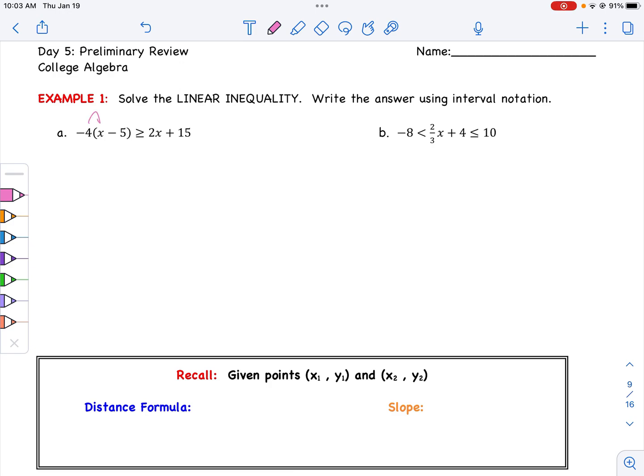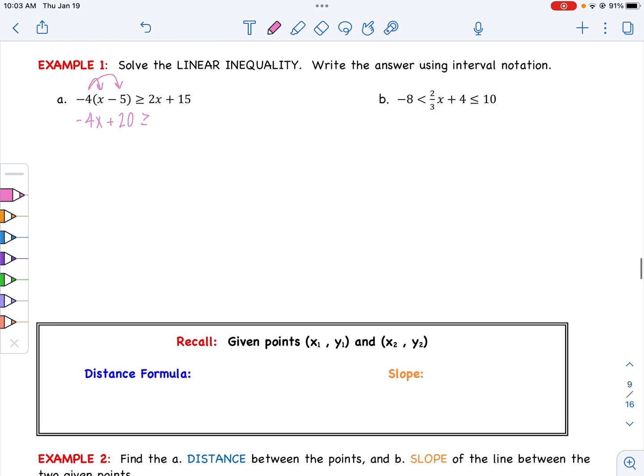So first step would be to distribute our -4, so -4x plus 20 greater than or equal to 2x plus 15. Please move your x's to the left, so subtract your 2x, getting you -6x greater than or equal to, subtract the 20, -5. When you divide by -6, notice you're dividing by a negative. That should remind you to flip your sign. So it becomes x is less than or equal to 5/6.